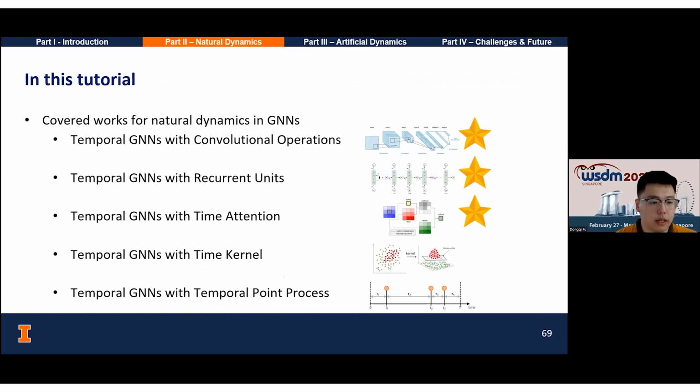So then we finish the graph neural networks with the self-attention mechanism adaptation, which is called the time adaptation mechanism. Then we will introduce the time kernel and the temporal point process, which are highly related to the time attention. Do we have any questions from our audience?